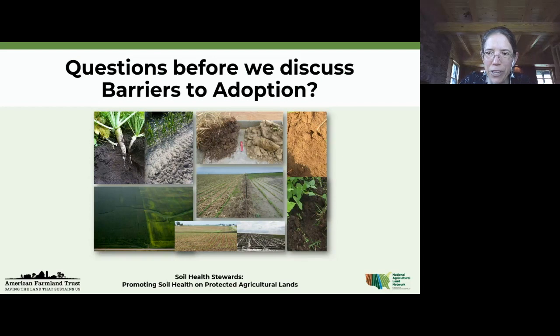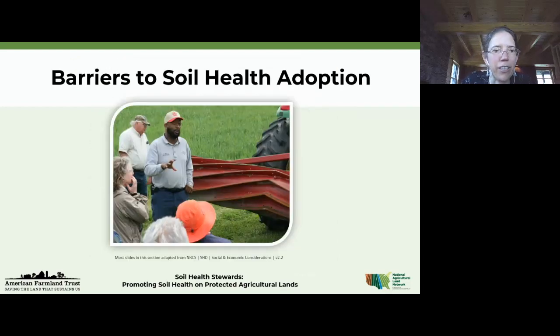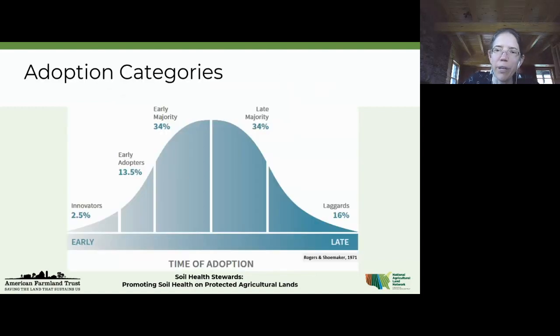Well, if there are no questions, I will go on to talk a little bit more about the barriers to soil health adoption. We've had a number of speakers speak to this a little bit. We're going to get into it a lot more for the economic piece of it, but I wanted to kind of frame it. Adoption categories. We can look at this adoption curve and basically think about how for soil health right now, mostly we have innovators and early adopters, right?